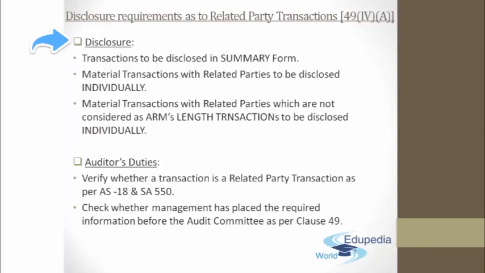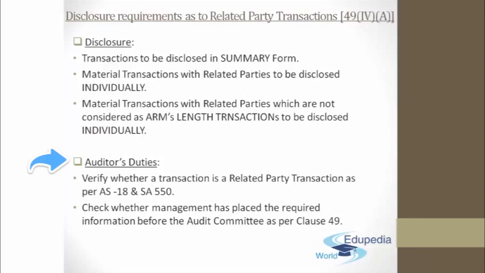Now, what you need to do as an auditor. First of all, you need to verify whether a transaction is a related party transaction or not, as per AS 18 and SA 550. You need to analyze that first. And if it is, then you need to set up your audit procedures accordingly. And then see whether the management has placed the required information before the audit committee as per clause 49 or not. This is your duty as an auditor.